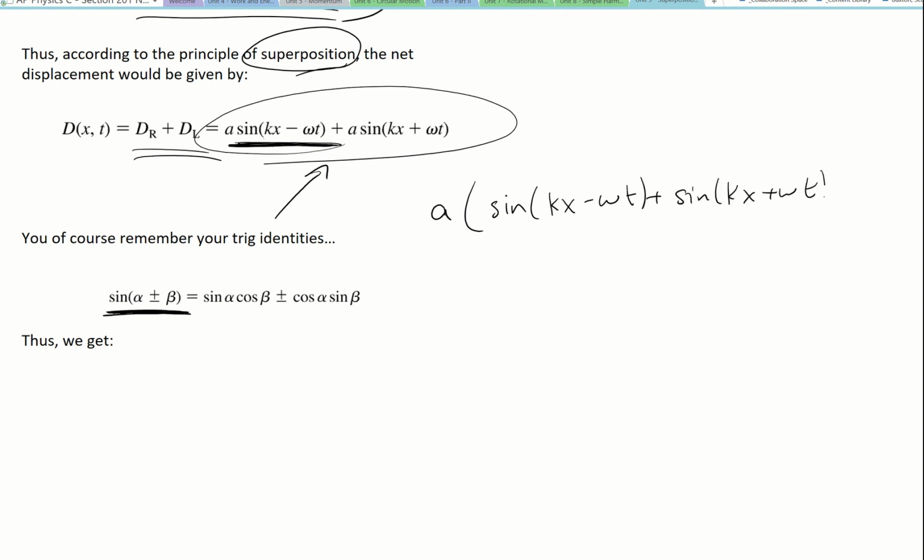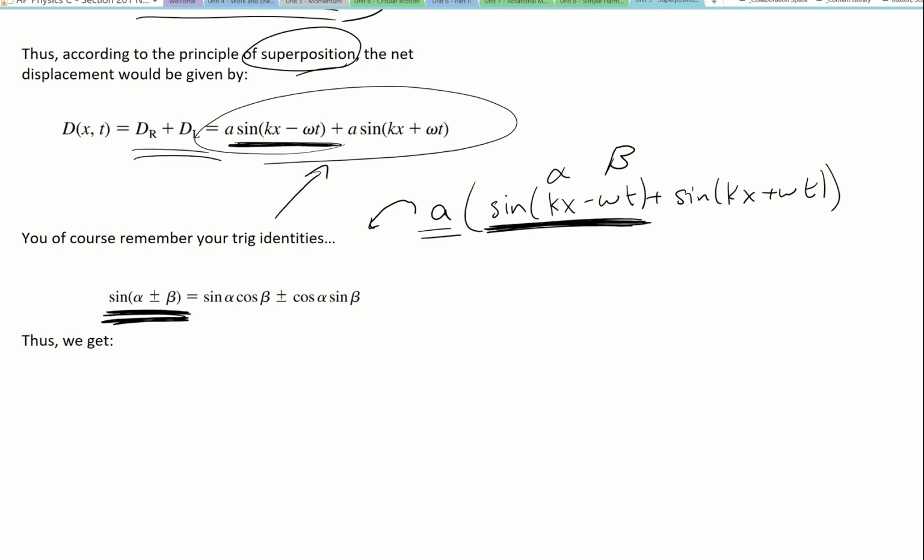So this is what I'm looking at right now. I'm going to just note that my amplitude is out front. I'm going to pull it out front, but forget about it for right now. Now what I'm going to do is take sine of kx minus omega t and make that fit this pattern down here. In other words, I'm going to make kx my alpha, and omega times t my beta.